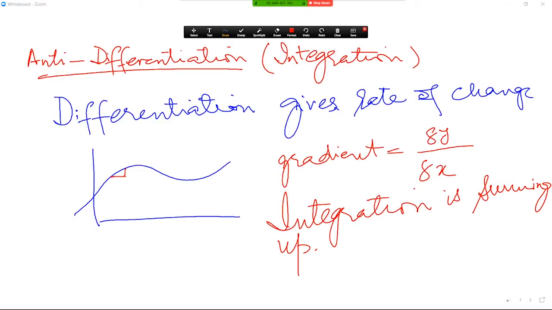So I have opened another whiteboard. This is our first whiteboard, and I go to the second whiteboard. Let's write. We know if y is equal to a x raised to the power n, then dy over dx would be n a x to the power of n minus one.